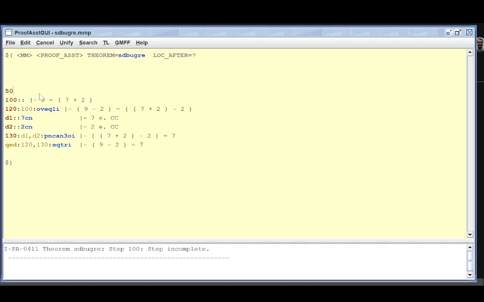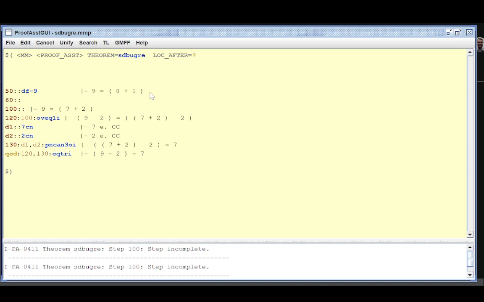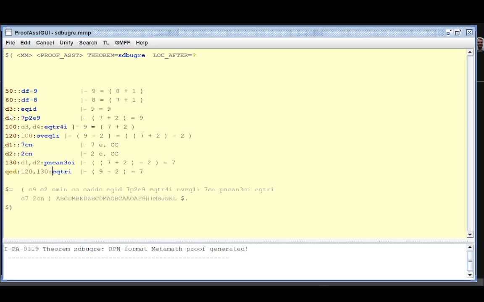So what if I started with df9? Is that a good place to go? Let's see what that is. So 9 equals 8 plus 1, right? And what about if I brought in df7? Okay. Oh no, sorry, I think I'd rather have df8. Would be good to have here. Okay. Can you figure it out from there? Yes, done. Proof generated. Right?